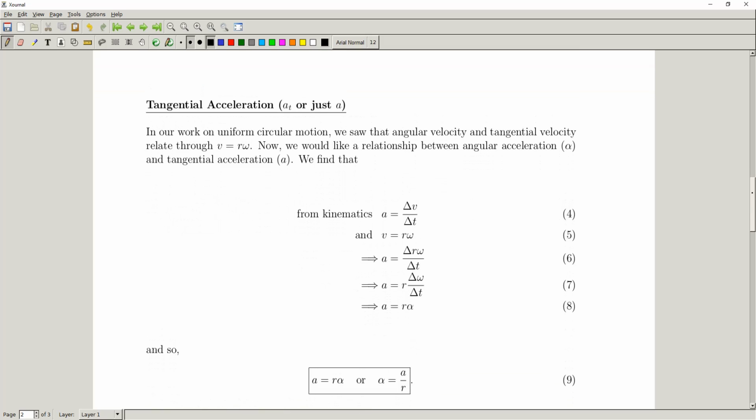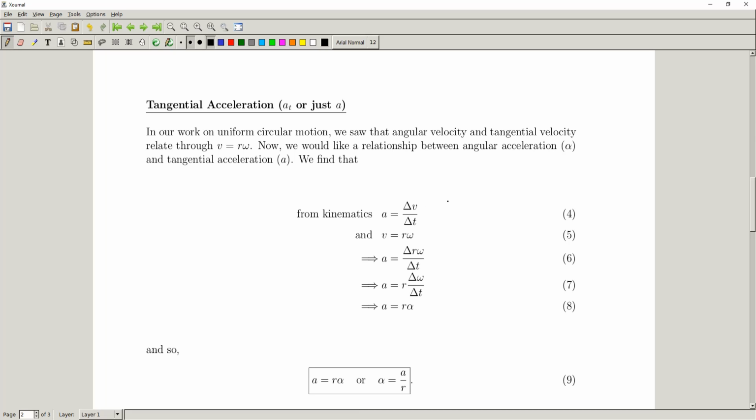And so now we want to think about tangential acceleration also. In our work on uniform circular motion, we saw that angular velocity and tangential velocity were related through this expression that I've put here. Now we want to do the same for linear or tangential acceleration and our angular acceleration. We're going to start off with a simple definition from kinematics. We should remember that our linear acceleration is defined as a change in velocity over the change in time, as we see here.